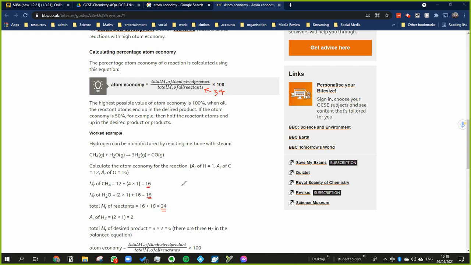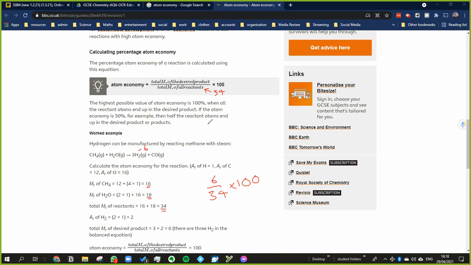And out of this balanced equation, the total mass is going to be, well, it's three lots of this. A hydrogen atom has got a mass number of 1, so a hydrogen molecule has got a mass number of 2, and there are 3 of them. So this one will amount to 6 atomic mass units. So total, 6. So it's going to be 6 over 34 multiplied by 100.